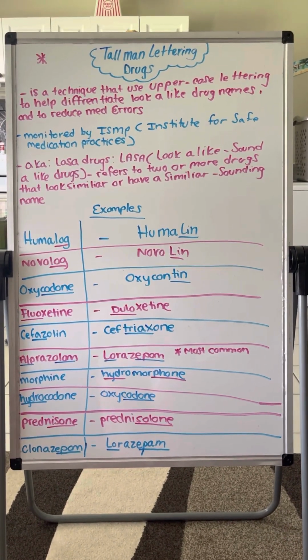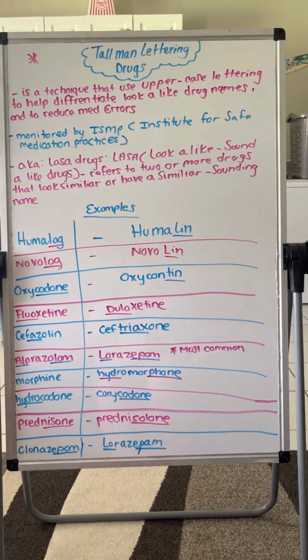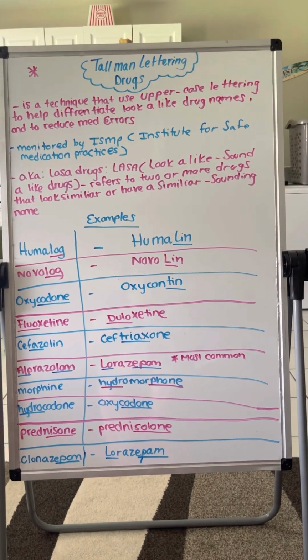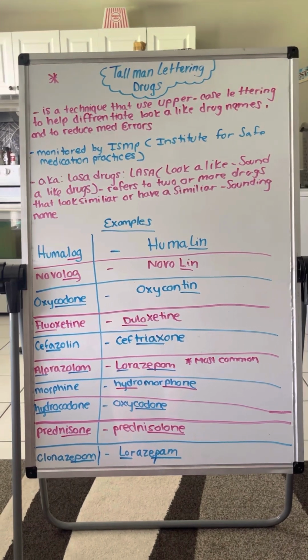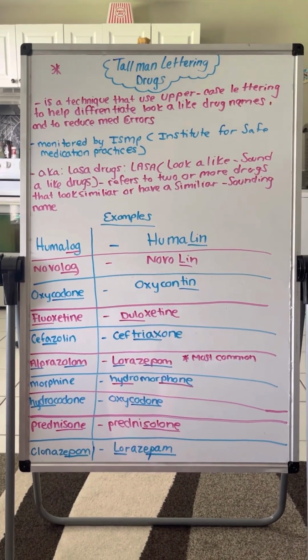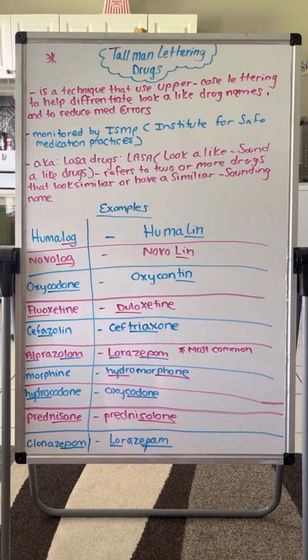So majority of these drugs are not going to be put together on the shelf together because of the tall man lettering and how they look alike and sound alike. But these are the most common ones that you'll see on the PTCB.